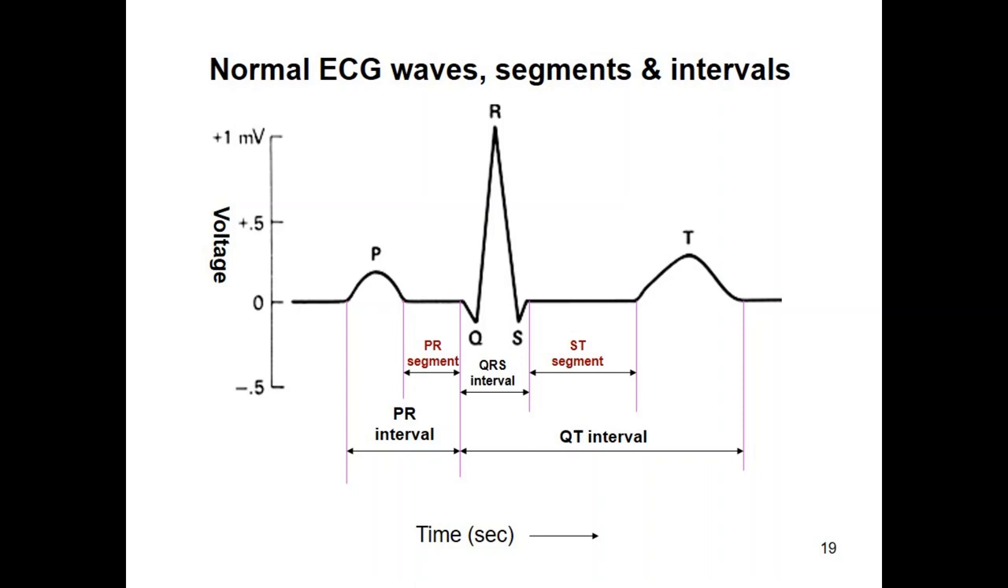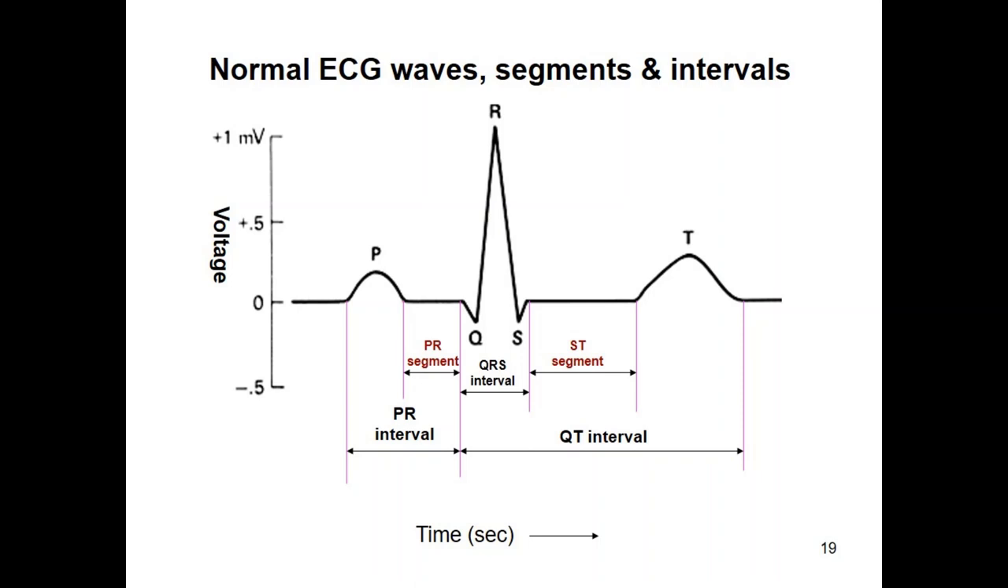The voltage is shown here. You can see the voltage of the R wave is almost 1 millivolt. P is 0.1 or 0.2 millivolts. Q is very small, less than 0.05. So this is how the voltage is standardized or calibrated. Time is calibrated on the x-axis.